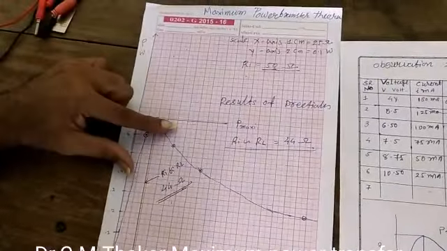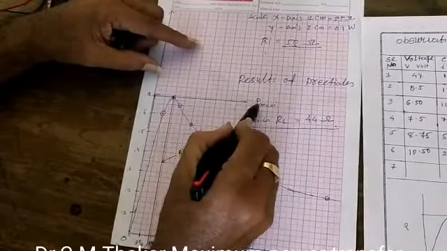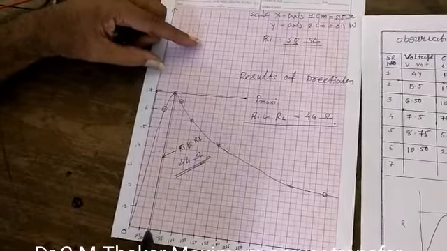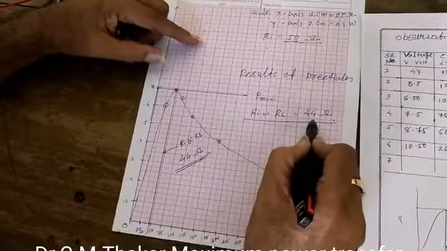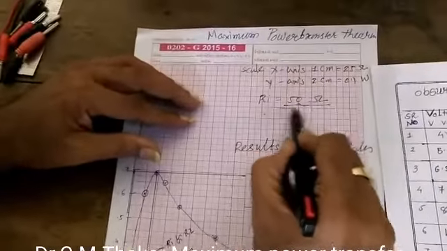So it shows the peak, which is the maximum power, and just go down to the x-axis, and you will find the load resistance RL. So the load resistance RL shows 44 ohms. At that time Ri was 50. We used 50 ohms, right?